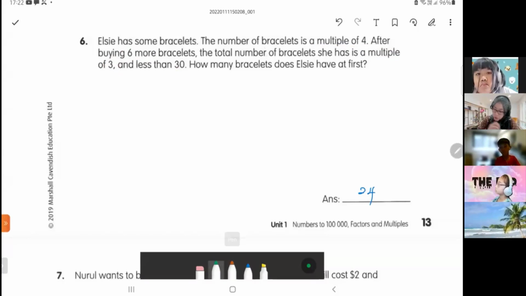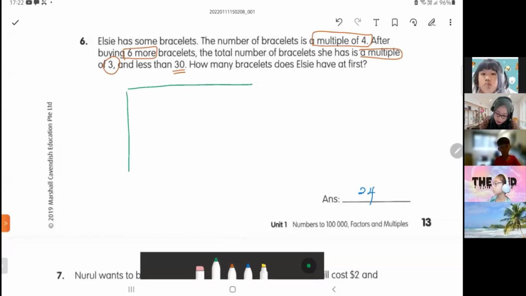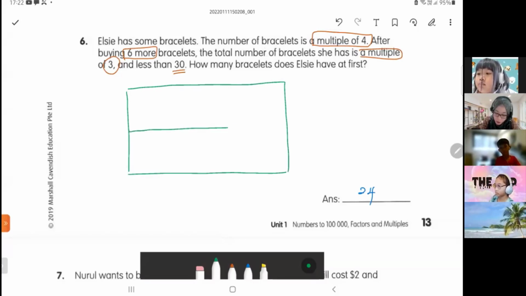Okay, I did this before in level 2, I remember. Like this, you draw a table. Then you cut it up into 2 columns, 2 rows, I mean. The top one will be the multiples of 4. The below one, you need to plus 6, because when she buys 6 more, it is plus 6.